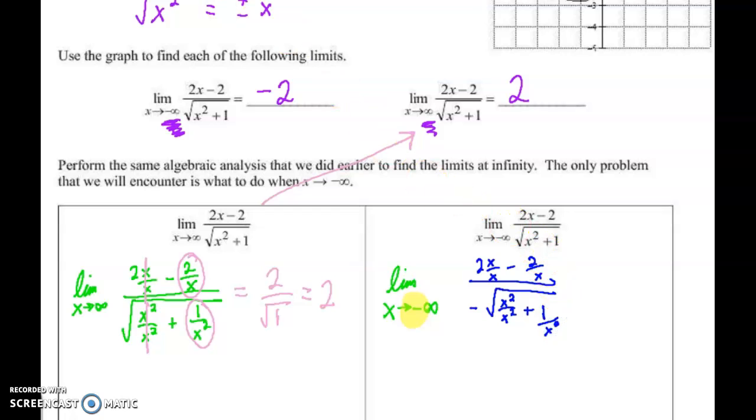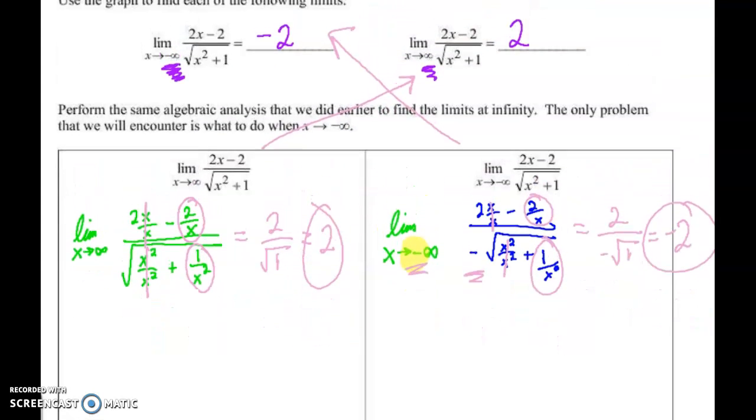But all the work is pretty much the same, except because we're looking at negative infinity, we want to stick a negative in front of that. This is 1, this is 0, this is just 2, 2 times 1. So we're looking at 2 divided by the negative square root of 1, and we get negative 2. And this answer matches up with that. I'm not sure why we flipped them around. Hopefully that did not confuse you. But this is the work to explain that.